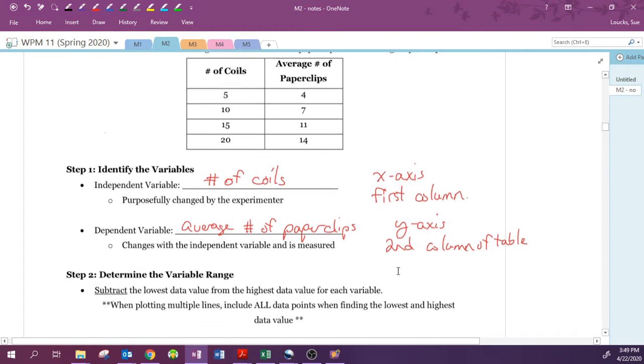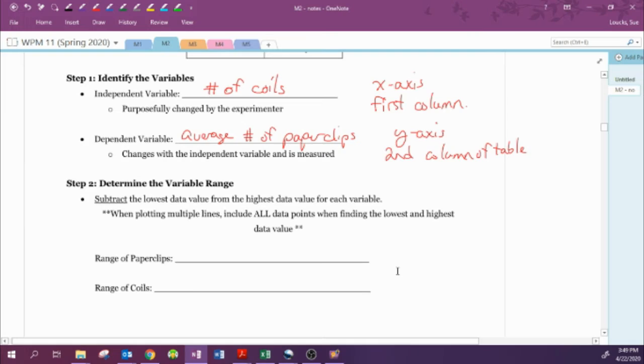Okay, step 2, determine the variable range. I'm not going to calculate the range because for this graph, I'm not following the instructions in the notes. For now, we're just going to go to the next page.